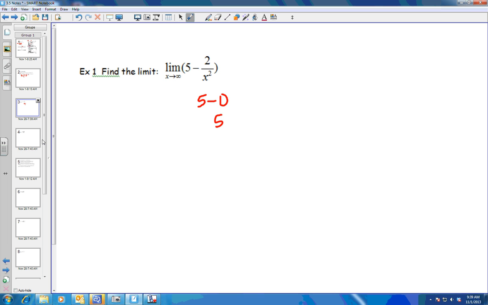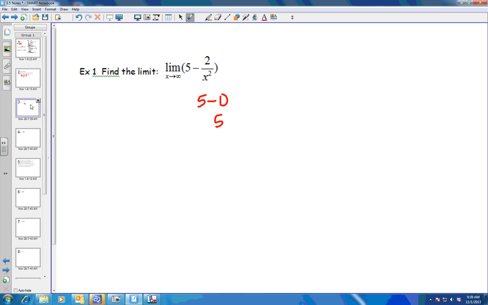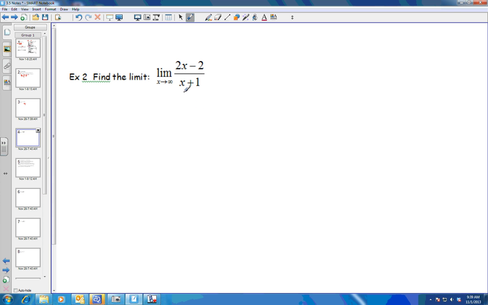Okay, so now let's do another one. Now, when I have something like this, I don't have everything broken down. It looks different than this. So here's how you're going to do this. You're always going to look at your denominator and take your highest exponent. So my highest exponent is x to the first. I'm going to divide each term on the top and the bottom by my highest exponent. And then I'm going to simplify, and I'm going to show you what that looks like.